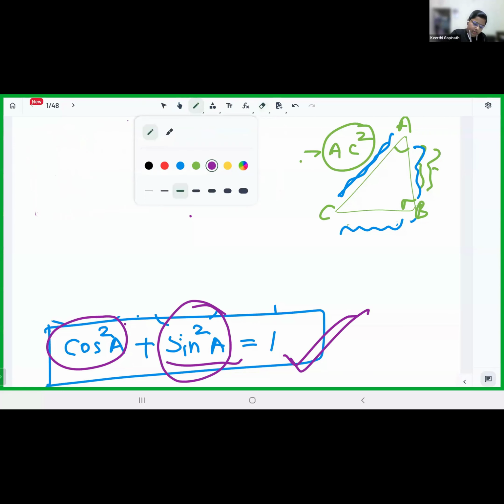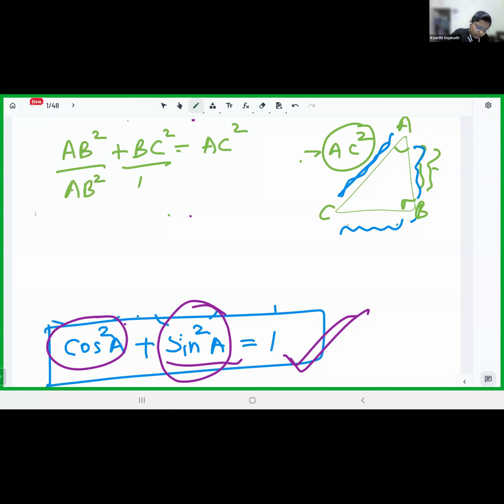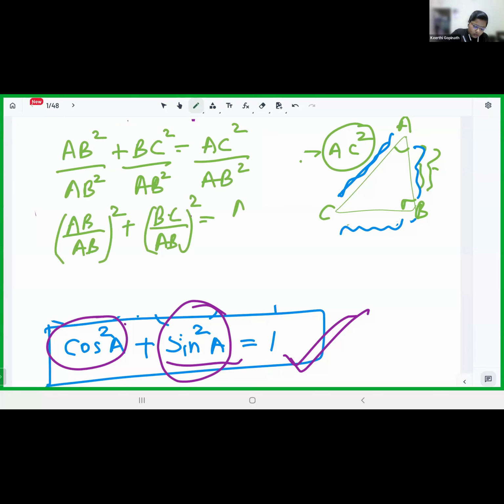For that, again, I am considering this right triangle itself. We have already obtained by using Pythagoras theorem, AB square plus BC square is equal to AC square, right? Now I am going to divide this equation throughout with AB square. So let's see what happens. This will become AB by AB the whole square plus BC by AB the whole square, equal to AC by AB the whole square.